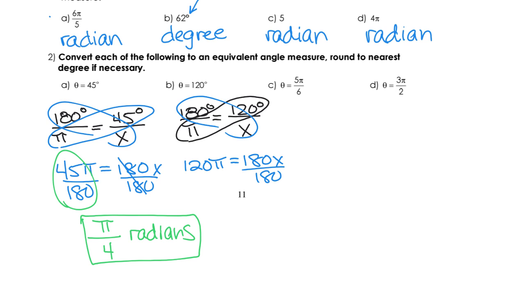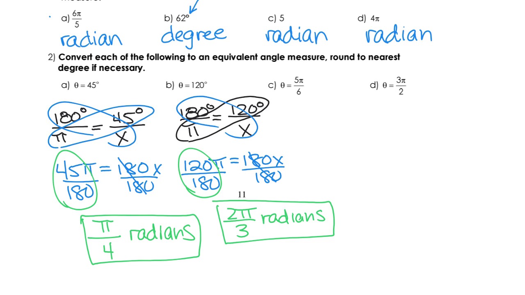Again, we're solving for x, so we're going to divide by 180. And we're going to go ahead and reduce this fraction. 120 divided by 180, math bracket, is 2/3. And so that would be 2 pi over 3, since the pi is still there on top. All right, radians, since we were trying to convert degrees to radians.